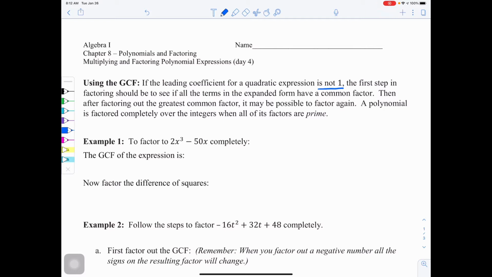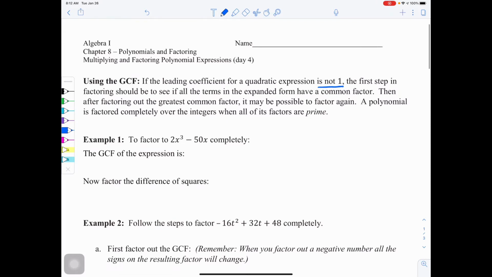So again, some things I want to point out here. If it's not a 1, the first step should be to see if they have a common factor. Then, after factoring out the greatest common factor, you might have to factor again. A polynomial being completely factored means that everything is prime. And remember what prime means. You only have factors of 1 and itself.